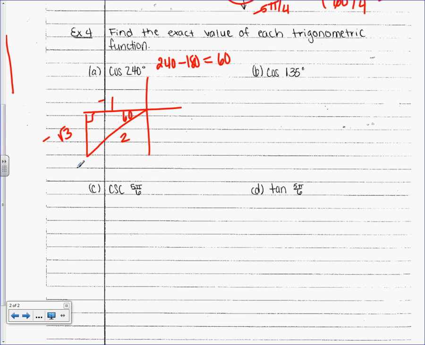Okay? So again, what's cosine mean? Adjacent over hypotenuse. What is adjacent to 60? Negative 1. What's the hypotenuse of the triangle? 2. So the cosine of 240 degrees is negative 1/2.